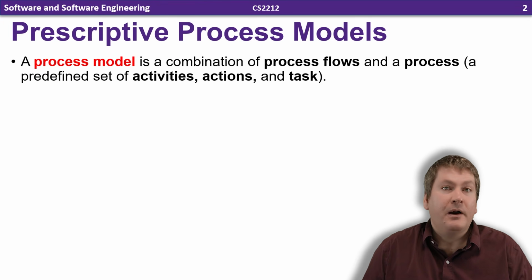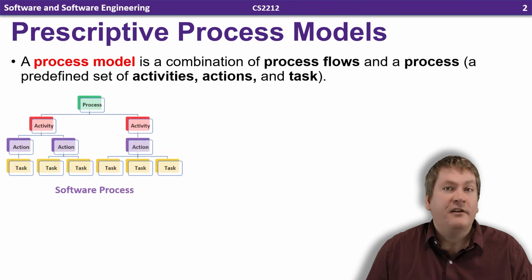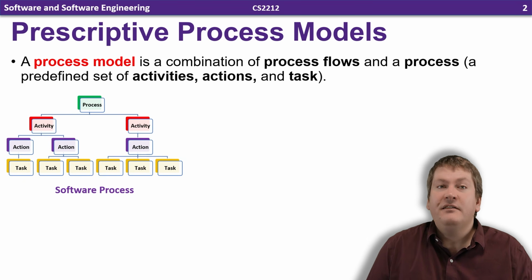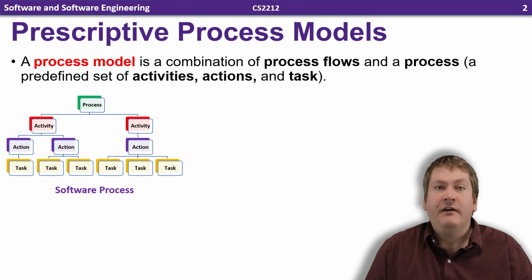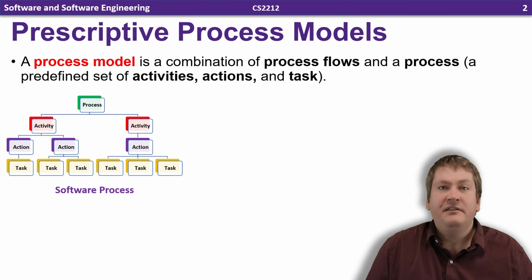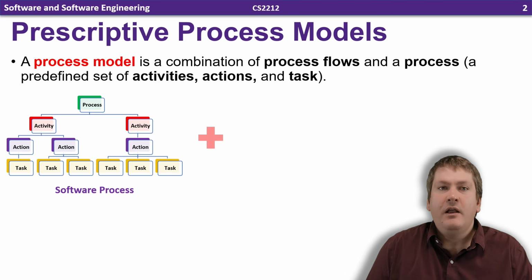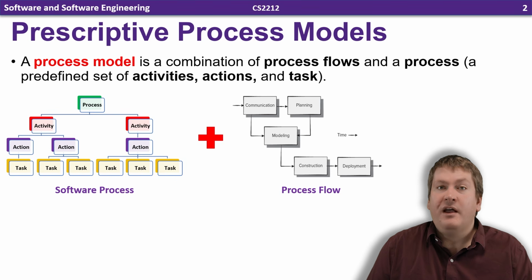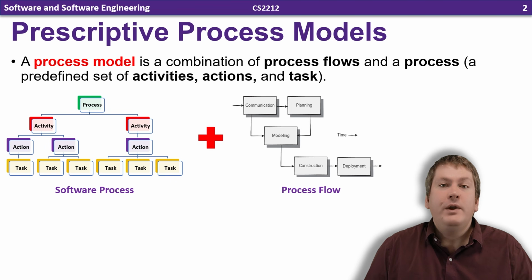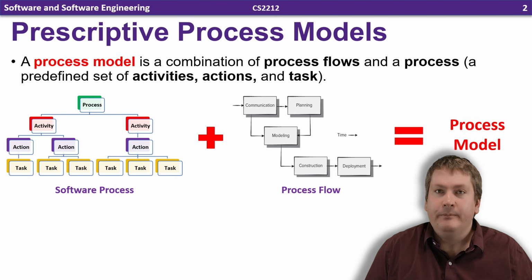Well, you may recall from our previous video where we discussed the software process framework that a software process is a collection of activities, actions, and tasks that define what needs to be done to complete a software development project. When we combine a process with a process flow, which describes what order we complete activities in and how they flow between them, we get a process model.